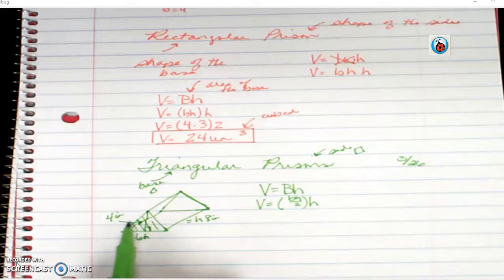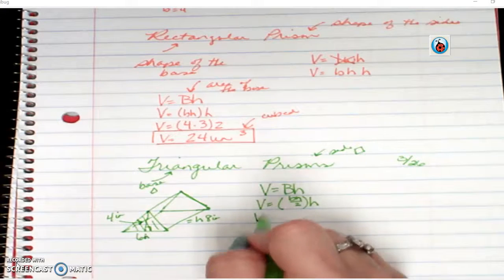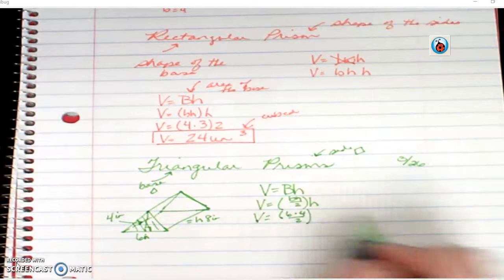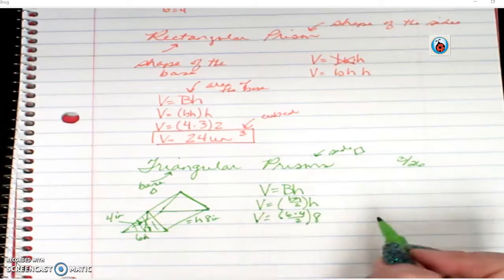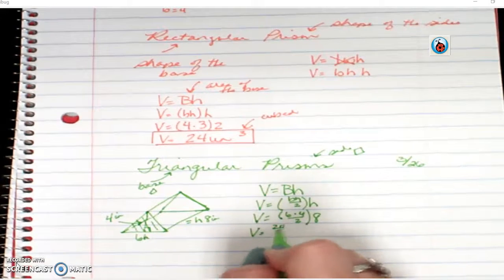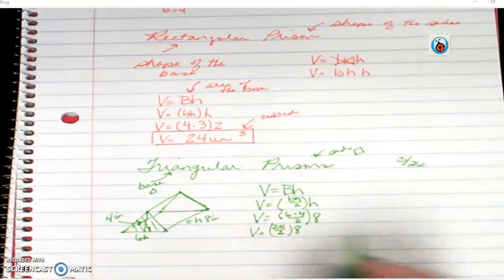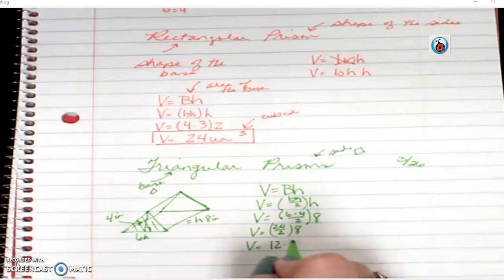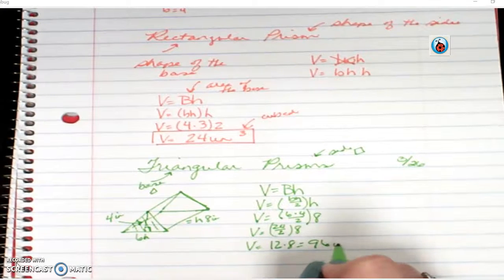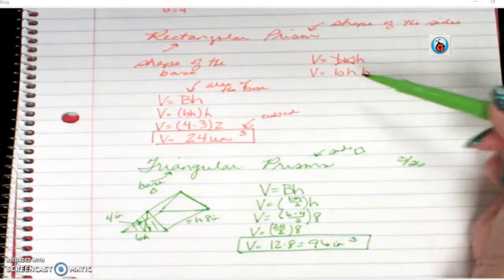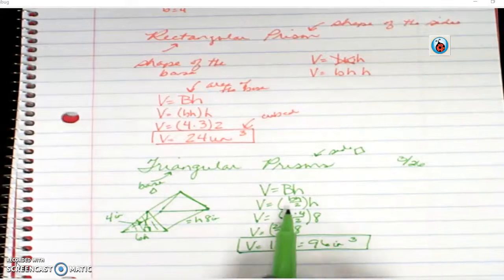So first of all, we're going to find the area of this base. So we're going to do volume equals base is 6, height is 4, divide by 2, times 8. Well, 6 times 4 is 24 divided by 2, times 8. So 24 divided by 2 would give me 12 times 8, and my answer is 96 inches cubed. So it's basically the same thing you did for rectangular prisms, except your base is a different shape. Now it's a triangle, so you have to do base times height divided by 2.